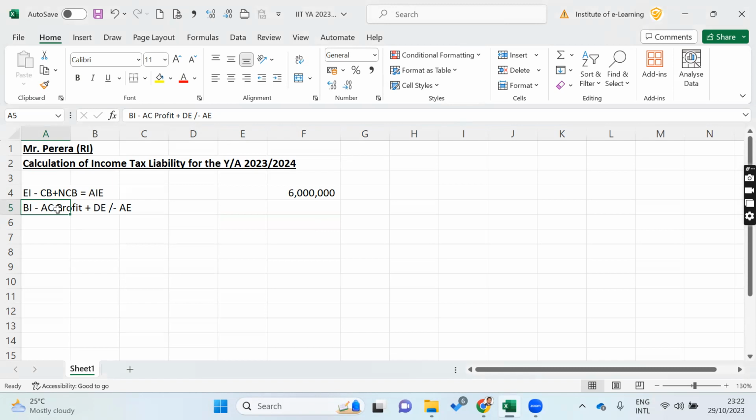any other expenses not incurred for the production, right?